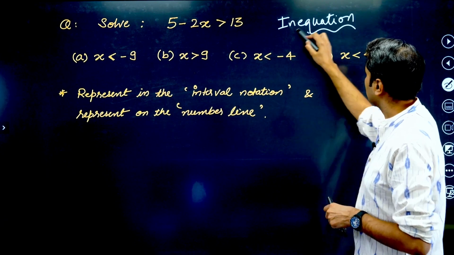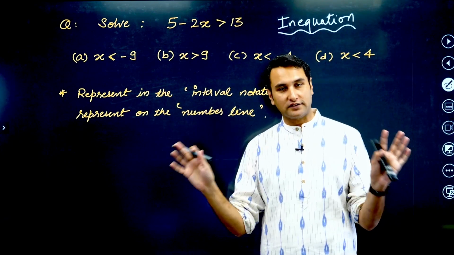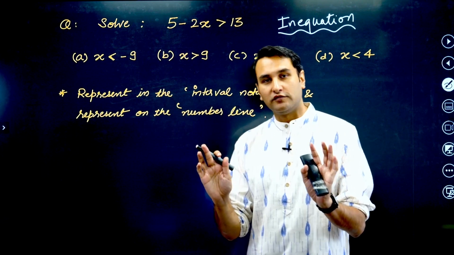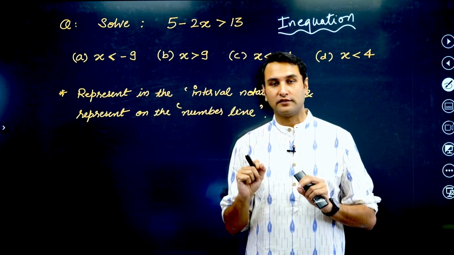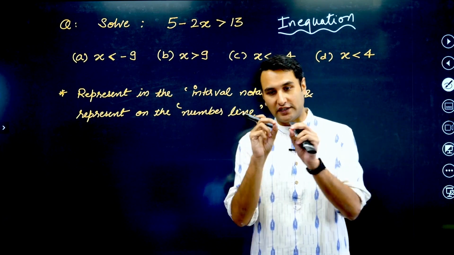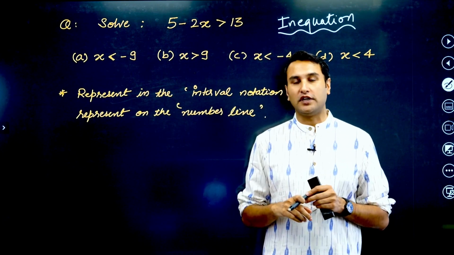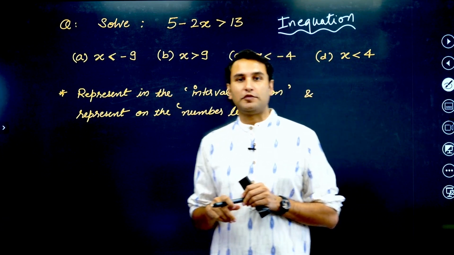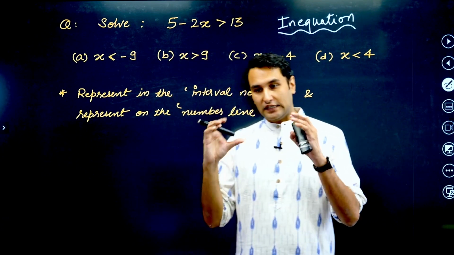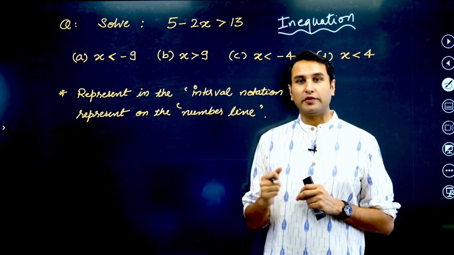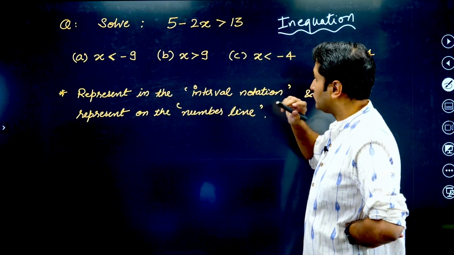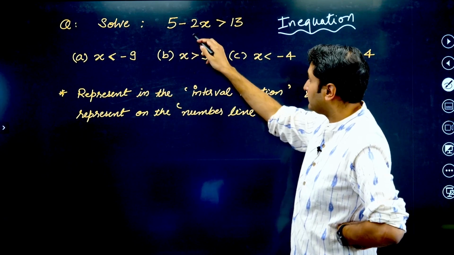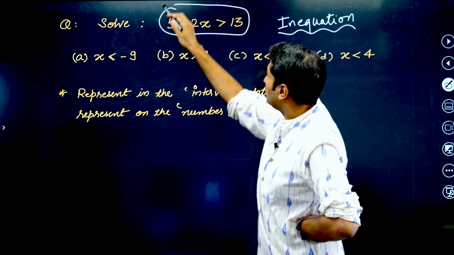Bachcho, what we are doing now, relax. What you have learned till now: we have learnt the representation of numbers on the number line, and how to represent intervals in terms of notations, open bracket, close bracket. Now we are doing a problem. So how do we solve it, bachcho? It says solve for x in this inequation. What are we going to do?